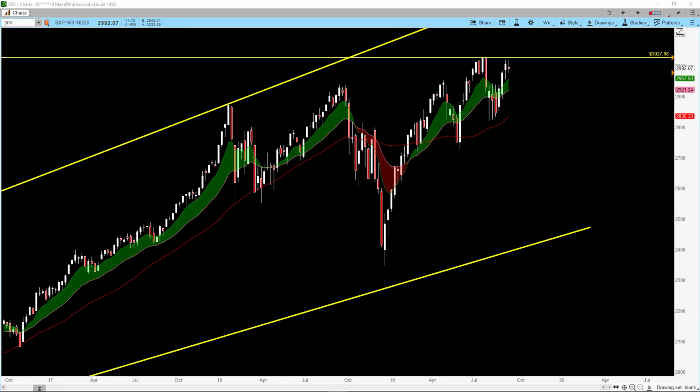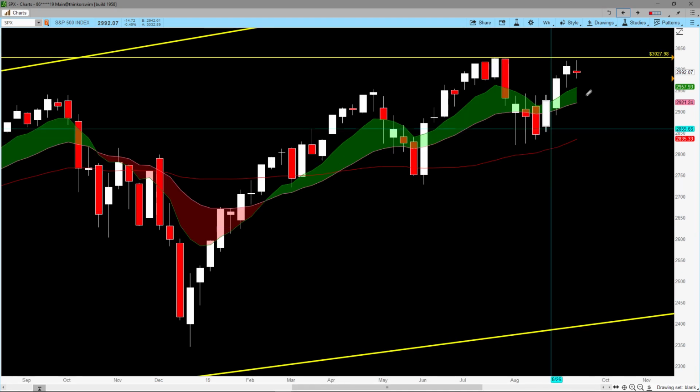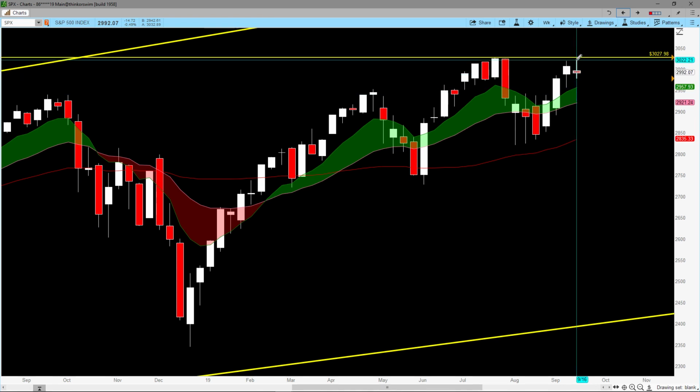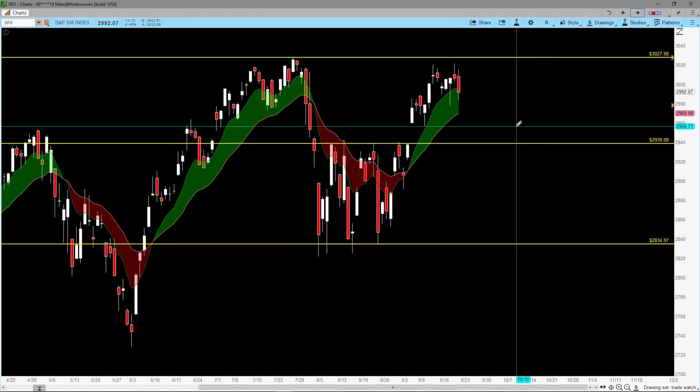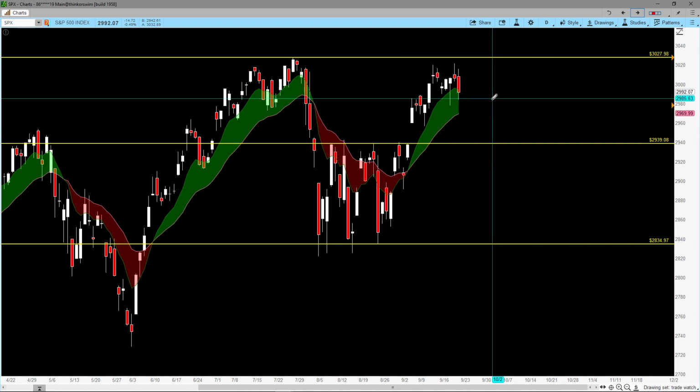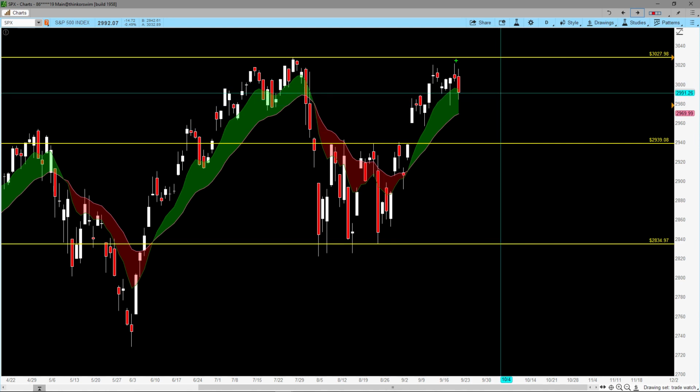On the screen here, we have the weekly S&P 500 cash index. As you can see, it is still trying to make it up to the all-time high near 3027.98, and you can see it kind of falls short of that. Looking at the daily chart here, you can see on Thursday it has a selling spike on this candle, setting up an evening star type of candle pattern.